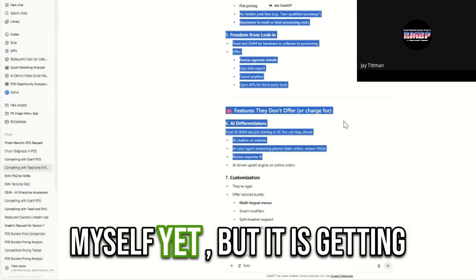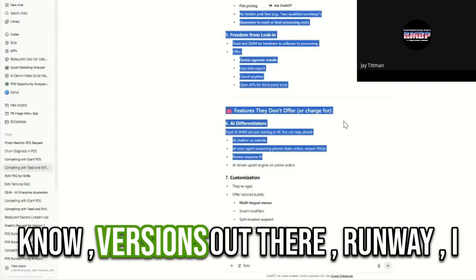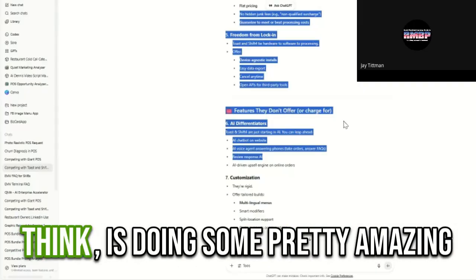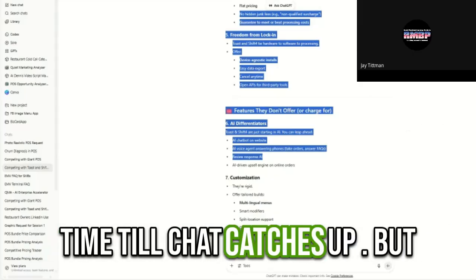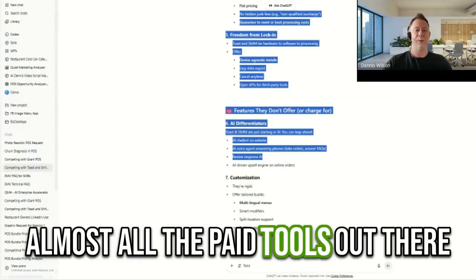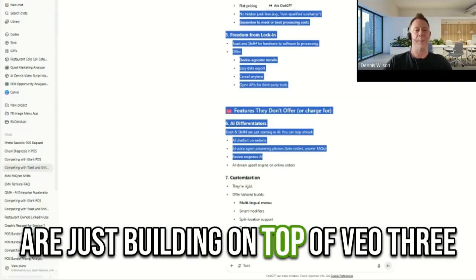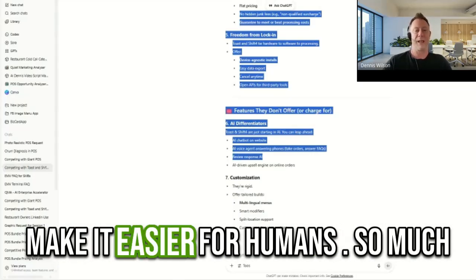I haven't messed with it myself yet, but it is getting impressive. Some of the paid versions out there, Runway, I think, is doing some pretty amazing things. I think it's only a matter of time till chat catches up. Well, and don't forget, almost all the paid tools out there are just building on top of Veo 3 or building on top of chat. So they have just perfected the prompts to make it easier for humans.